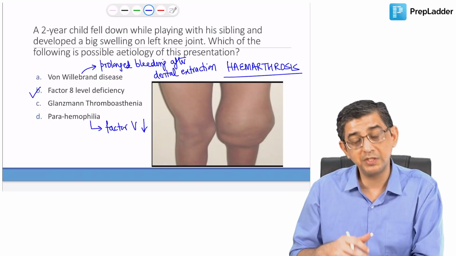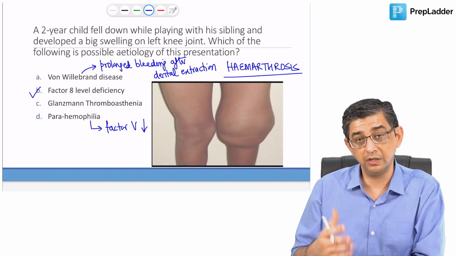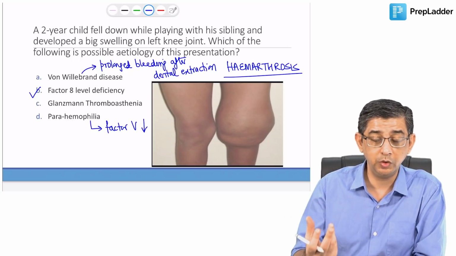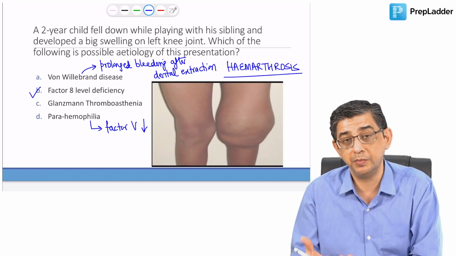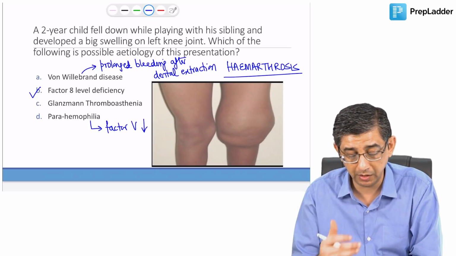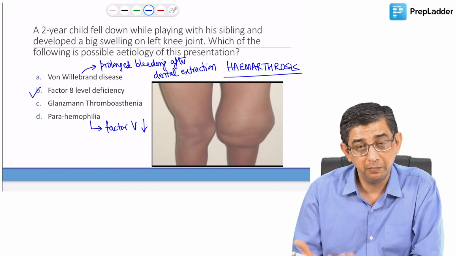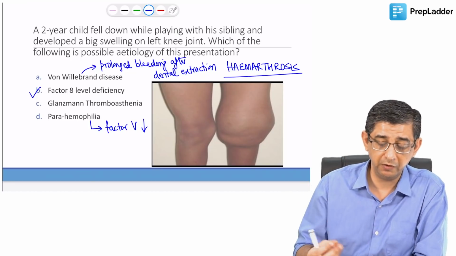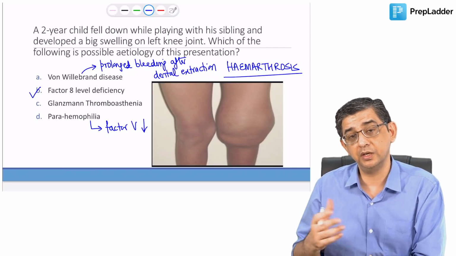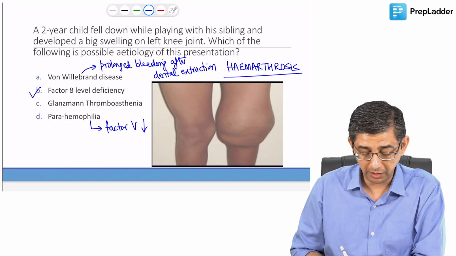And Glanzmann thrombasthenia is where the platelets will malfunction. The platelets are not going to be able to form a clot initially, because the first step is vasoconstriction followed by platelet aggregation. That platelet aggregation part would be malfunctioning, would be misbehaving. So that's why Glanzmann thrombasthenia occurs. The answer to this question anyway is option B.